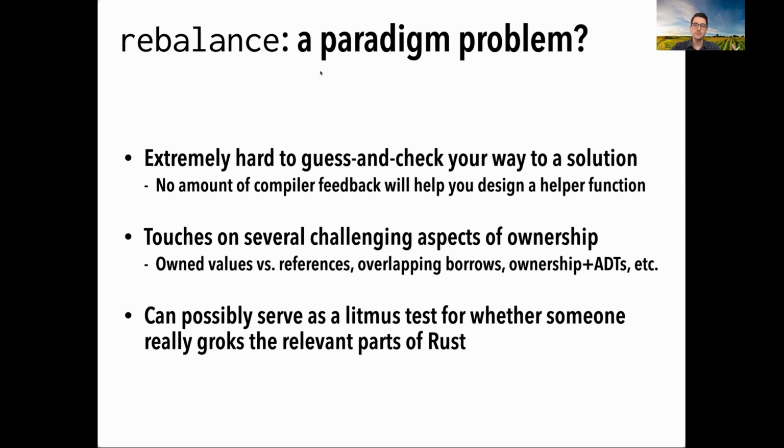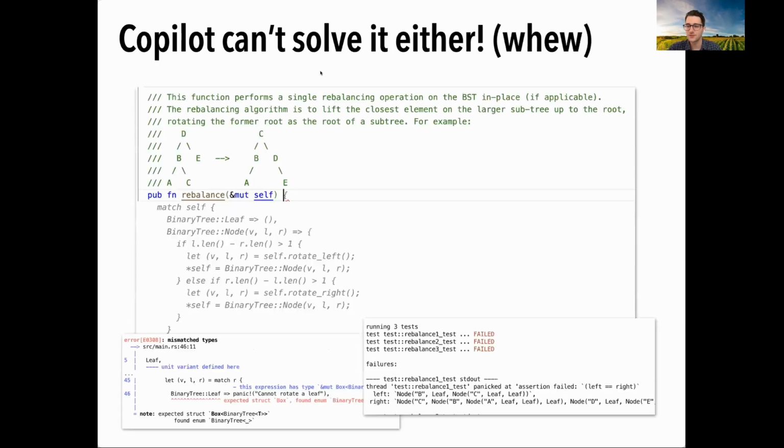And then, broadly, one application of this is that it can serve as a litmus test to say, does someone really grok the relevant parts of Rust? If you are able to solve rebalance, then maybe that means you understand Rust on some level, right? I don't know that for sure, but I think that would be an interesting kind of statement if you could say that with some rigor, some guarantee.